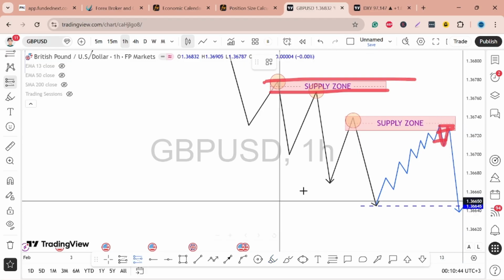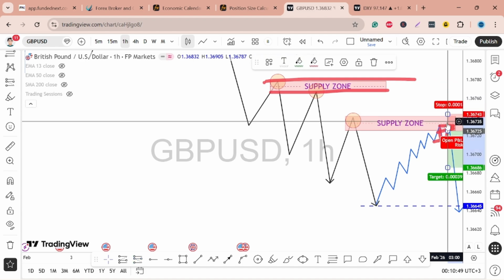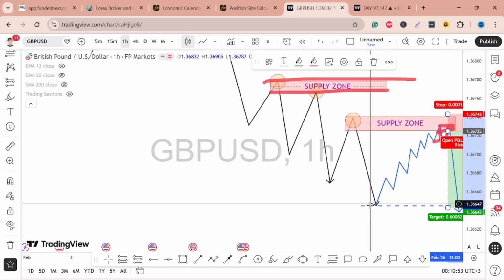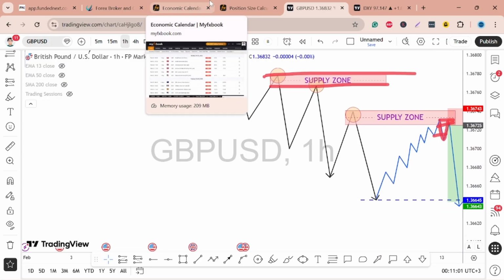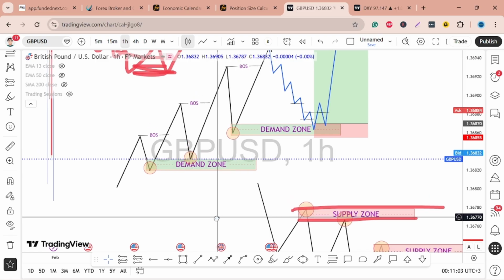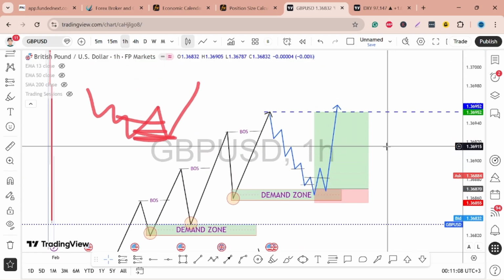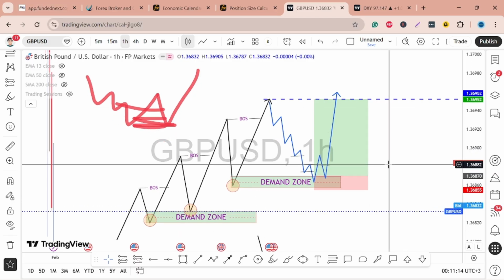So your entry point should be here, stop loss just above the zone, then your take profit should be on the origin of this move, or the next key level. So this should be your entry. Just to let you know, that is my model of trading, very simple and straightforward. Of course, I have some other checklists that are involved in this setup, which we can explore in later videos.